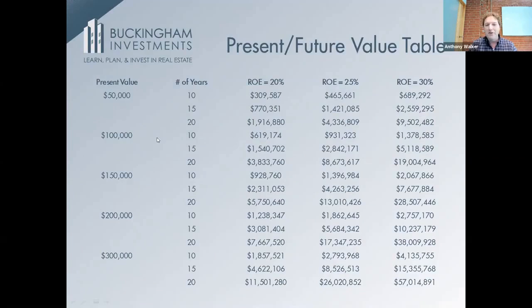So if you were to grab a financial calculator and let's say you've got $200,000 to use as a down payment for an apartment building or a piece of investment real estate, that would be your present value variable. And if N equals 10, that's invested for 10 years. If we're able to get, let's say, a 25% return on equity on your investments, then your $200,000 becomes worth about $1.8 million after 10 years.